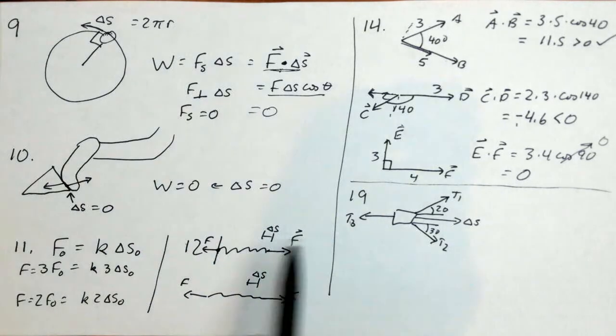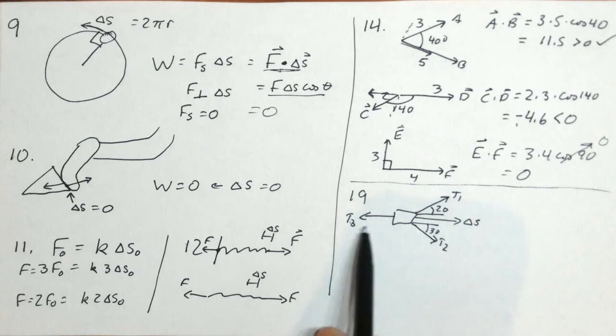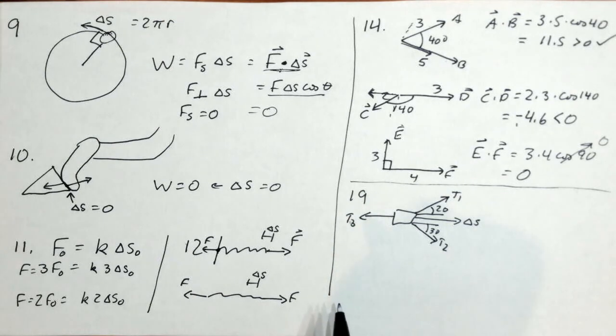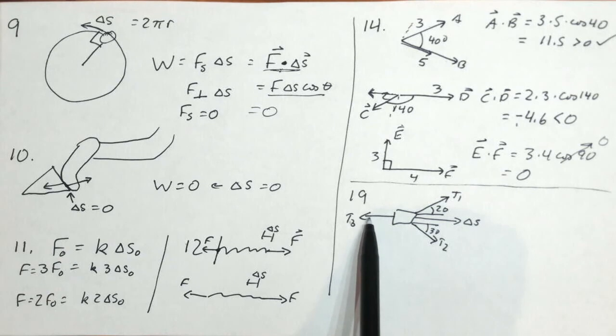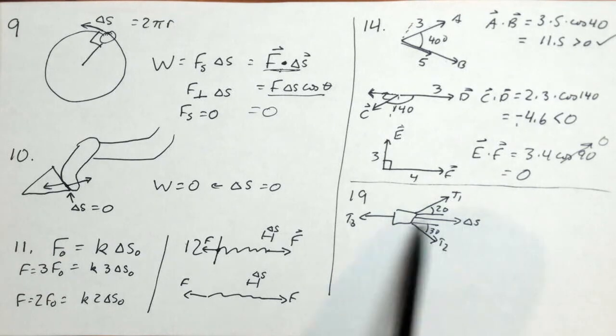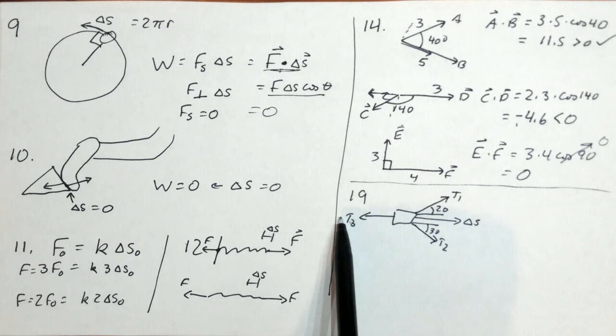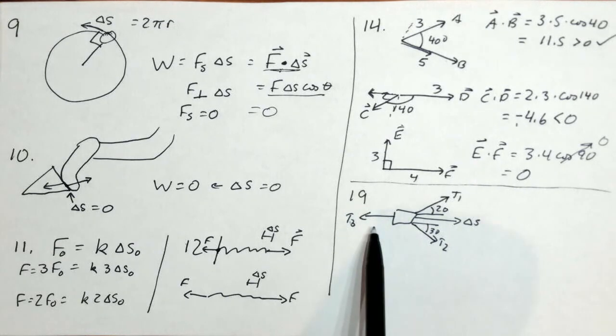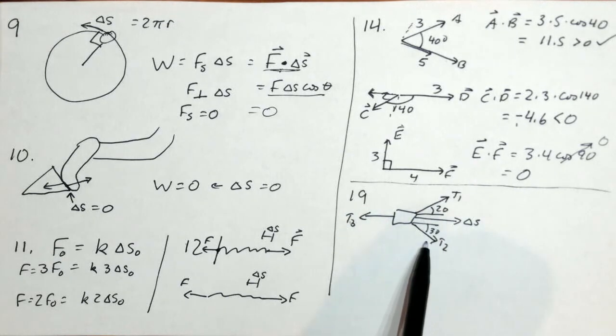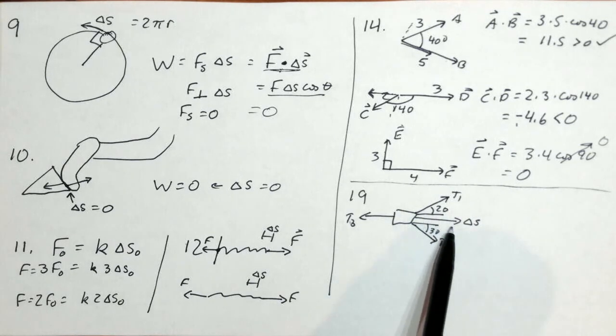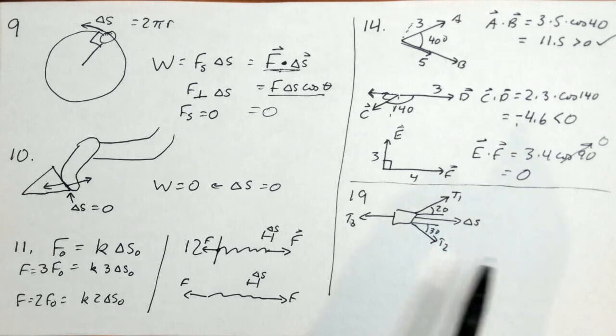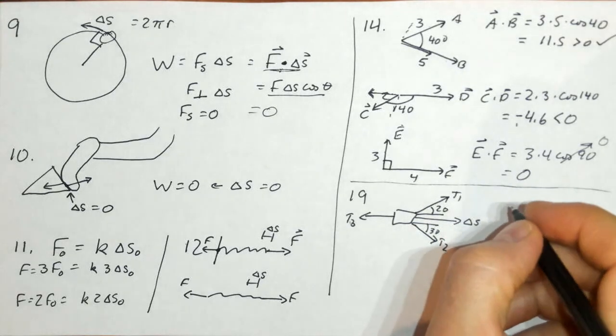Let me just quickly ask, should the work done by T3 be positive, negative, or 0? It should be negative because the displacement is this direction, T3 is backwards on it, and so that should be negative. These two should be positive because they both have a component in the direction of the motion. And so they should be positive.